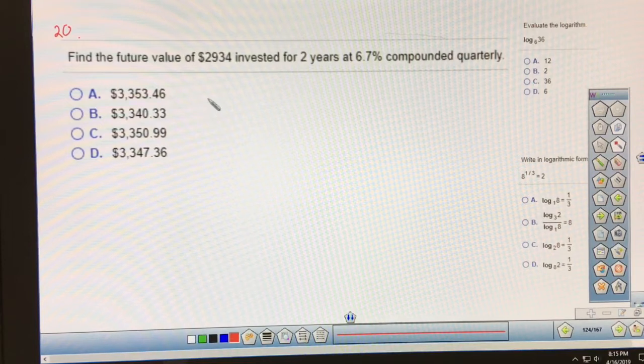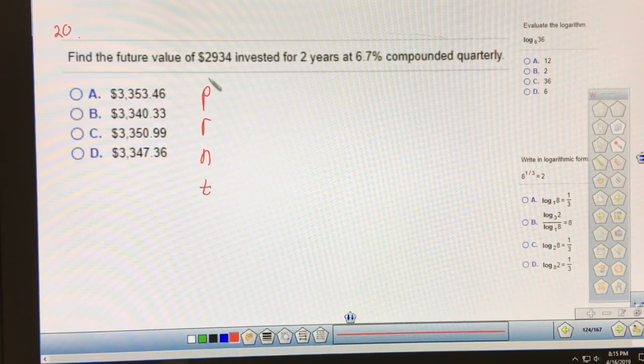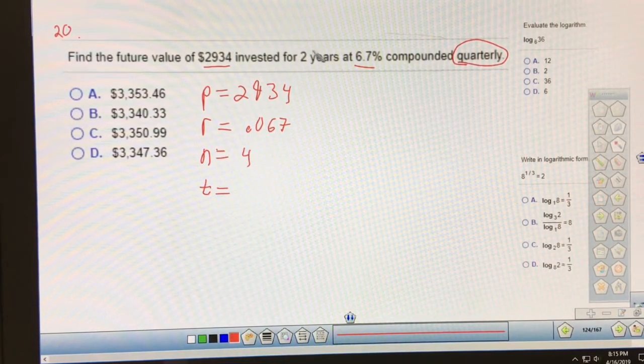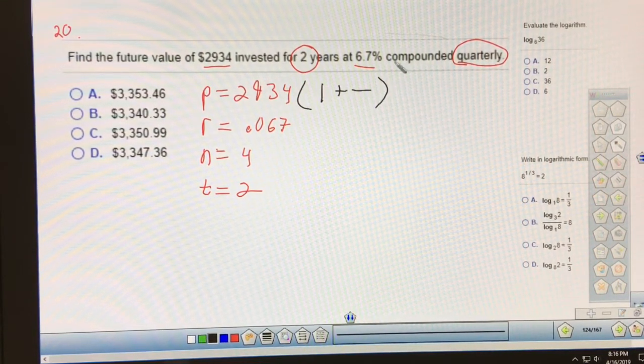Find the future value. So I'm going to PIRNT it. The 29,000 goes over here, 29,034. The rate is 0.067. You have to be careful with that. Compounded quarterly, so n is going to equal 4. And the amount of time is 2 years. So I'm going to come over and set up my template: 1 plus a fraction bar to some power.